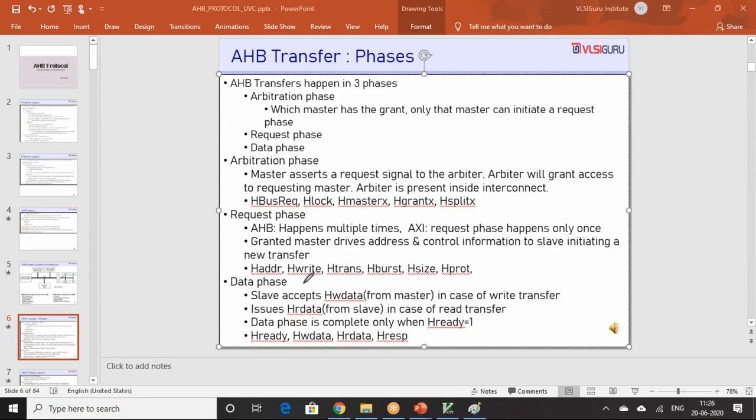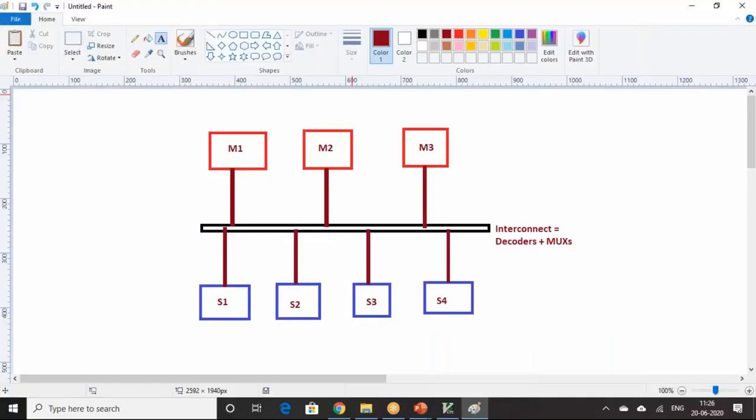What is the data phase? The master has initiated a request and it has reached here. Now it is the interconnect which will decide through decoding logic, the decoders, whether it should go here, to slave 2, slave 3, or slave 4. Let's say in this case it is targeted to slave 1. Slave 1 will complete the data phase. If it is a write, the master will give the data. If it is a read, the slave will give the data. That phase is called the data phase.